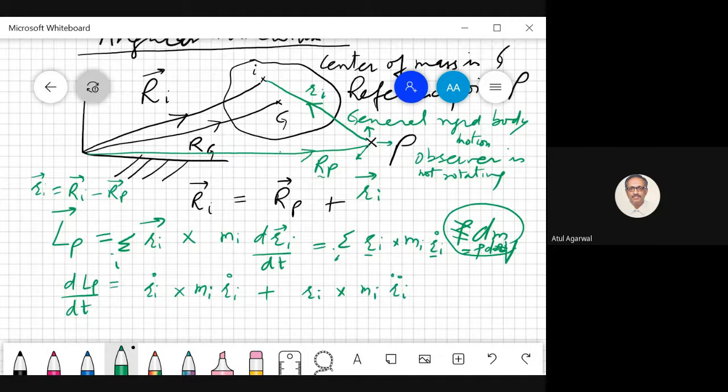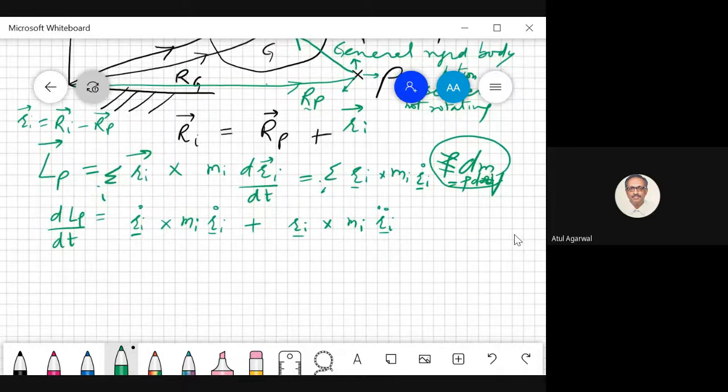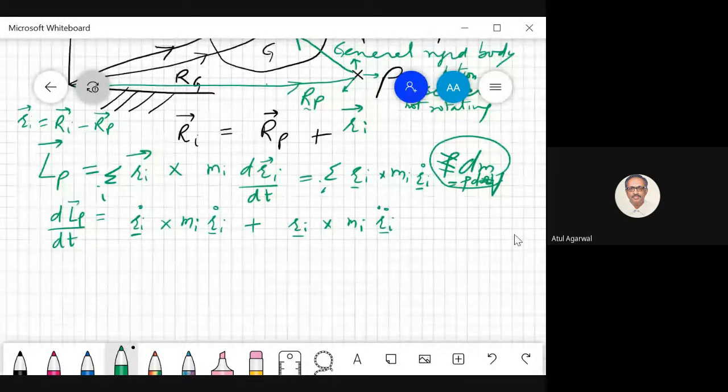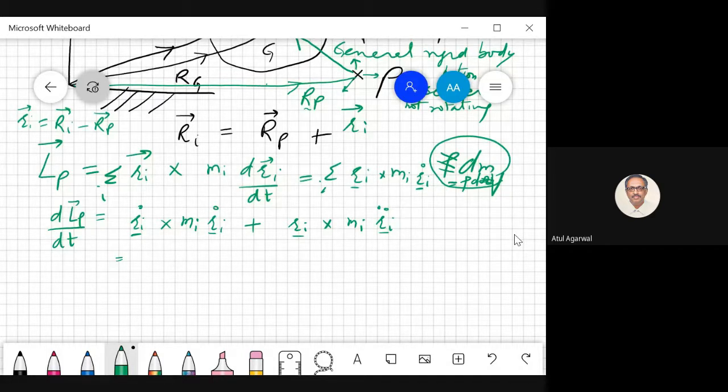Any problem? I've just taken the time derivative of this expression and I have used the product rule of differentiation. So this becomes, now this term will be 0. A vector cross product with itself is 0. This term is 0. So I am left with Ri cross mi Ri double dot.